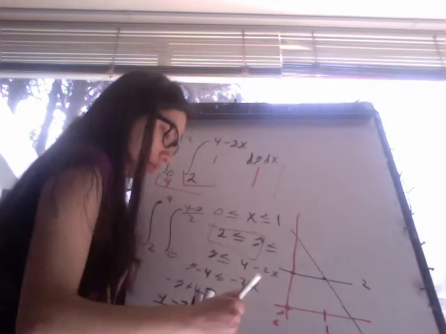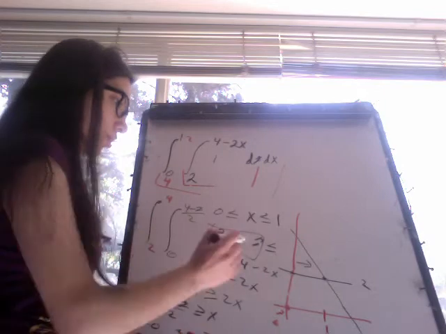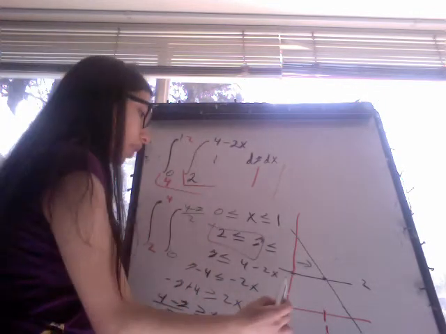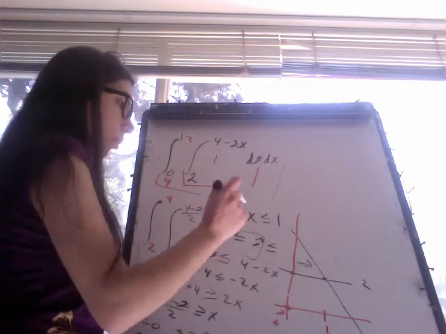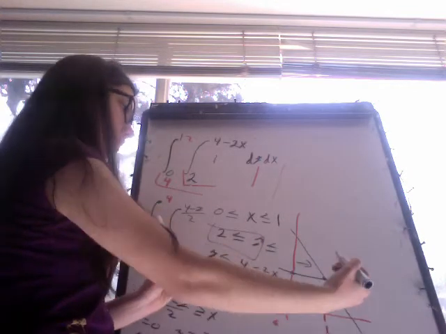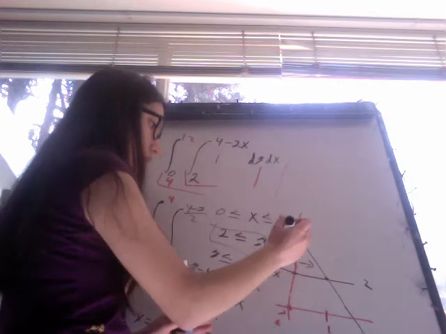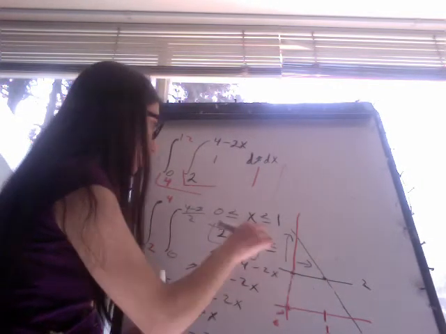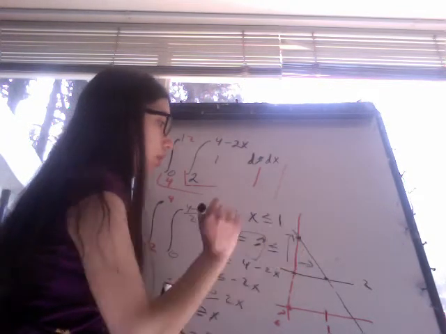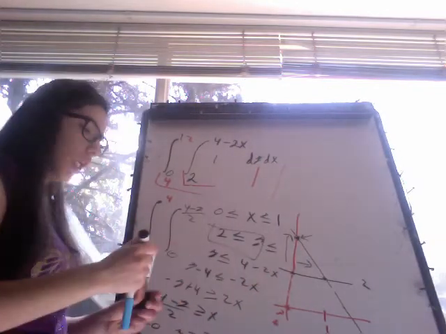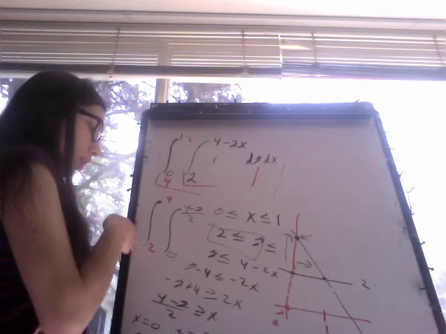In this direction. So for that, the 1 goes on top and the 0 goes on the bottom. Next, in y, instead of going from left to right, you go from bottom to top. You go in this direction. So 2, and the upper bound is 4 minus 2x. That is this point.